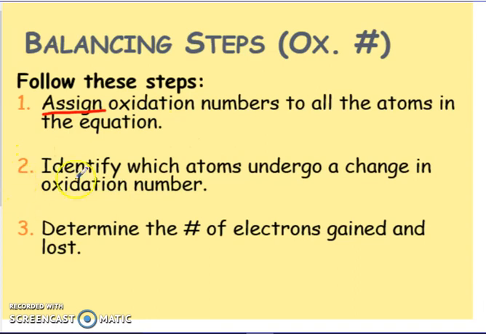So in step 2, you're going to have to look to see what is changing. Something will be going up, meaning that it is losing electrons, and there's going to be something else that's going down, which means that it is gaining electrons. Then we're going to determine how many electrons have been gained or lost. Actually, steps 1, 2, and 3 we've already done a few times in the examples from the last section of our textbook.